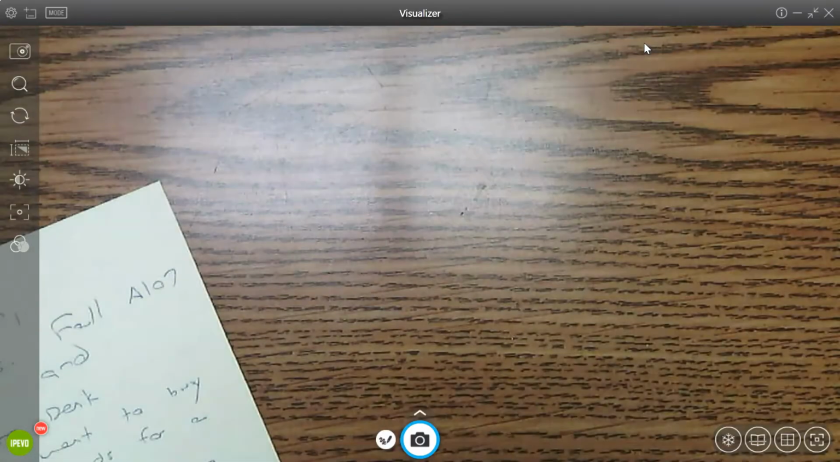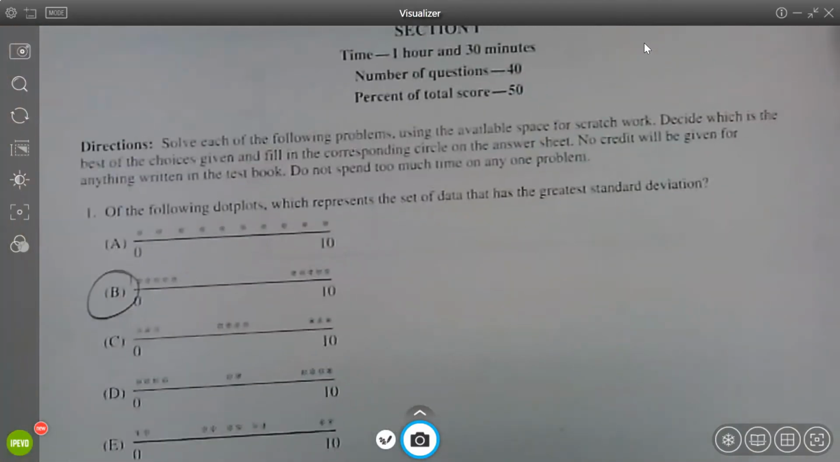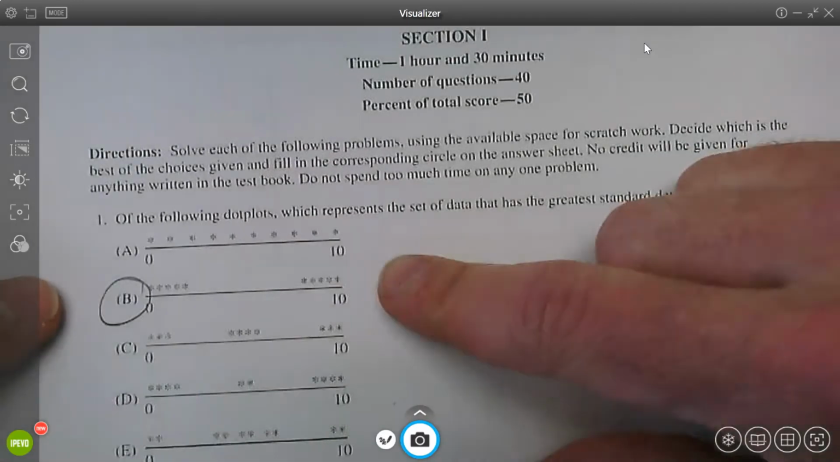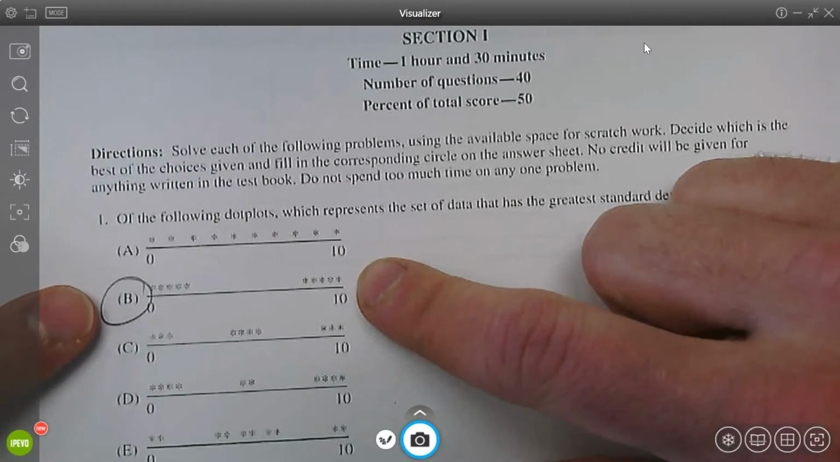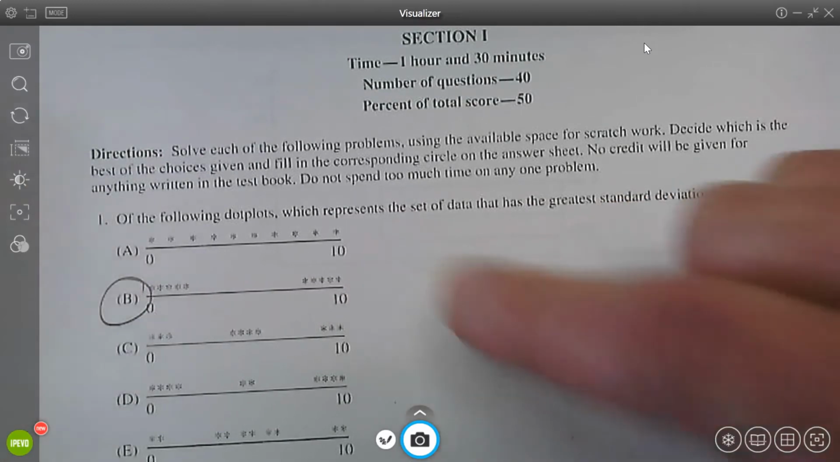I'm going to cover the multiple choice answers from exam 4 in this video. So for the first one, it says the greatest standard deviation. Standard deviation is distance from the mean. So B is the correct answer here because you have the data the furthest away from the mean, the low end and the high end.